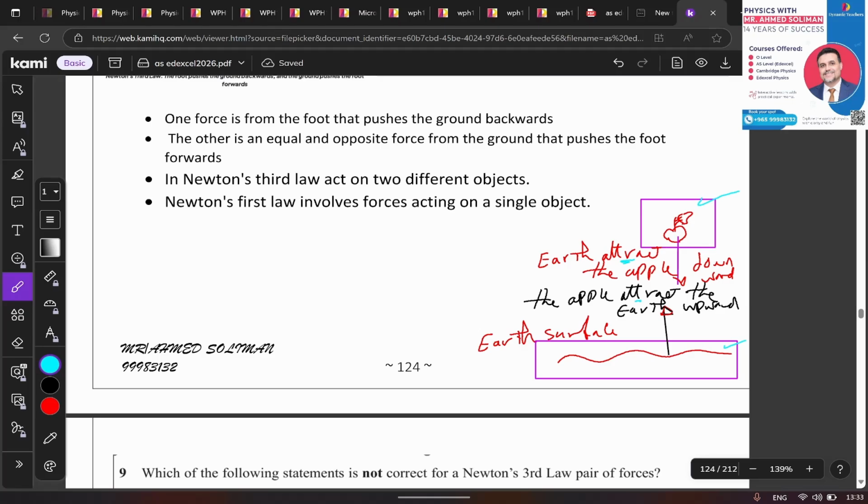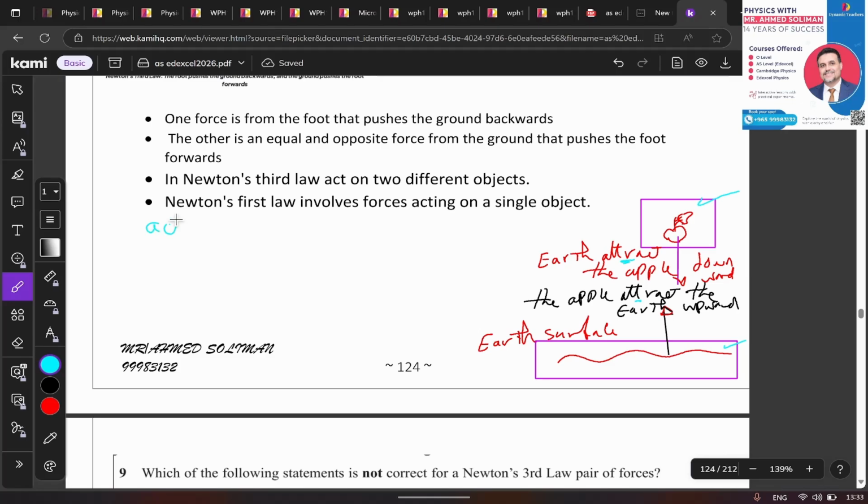What's the reaction force? What is the action force? Weight. Yes, the action force is weight. What is meant by weight? The gravitational force from the Earth to the apple, right? Yes. Now the reaction you have to replace.